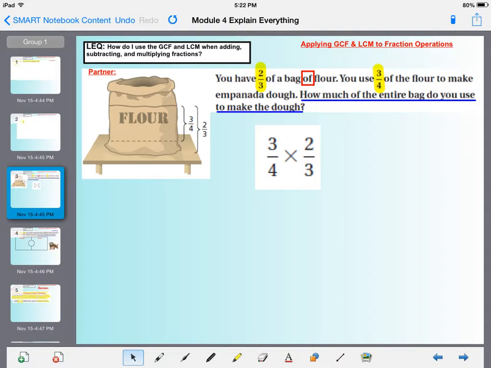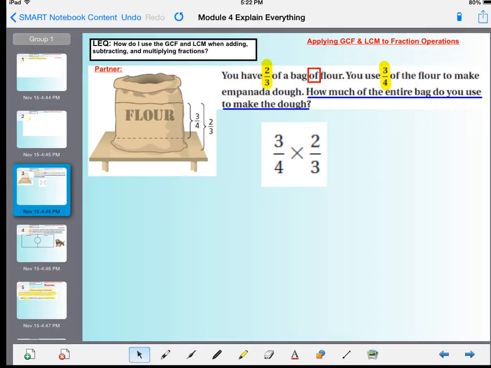Now, of is one of those multiply or divide words based on what it is that they're asking. In this case, we didn't use the entire 2/3. We used 3/4 of it. So we want to know how much that amount of the 2/3 is. So we're going to go ahead and multiply 3/4 of 2/3.